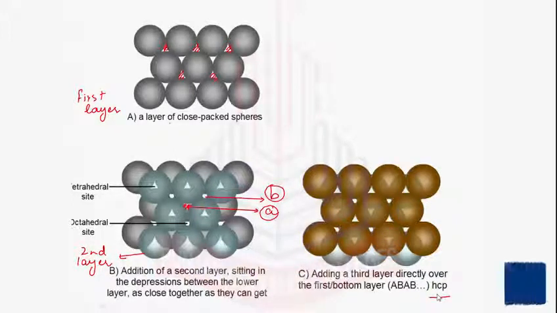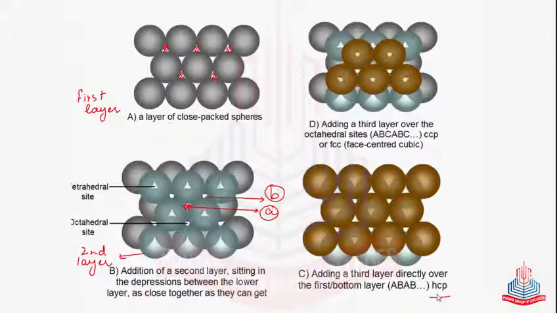Similarly, if we place our third layer over the depressions marked as B, then the atoms of the third layer will not lie directly above those of the atoms of the first layer. This type of pattern will result in cubic close packing, which is also called as ABC, whereas hexagonal close packing is ABA, ABA, and so on.